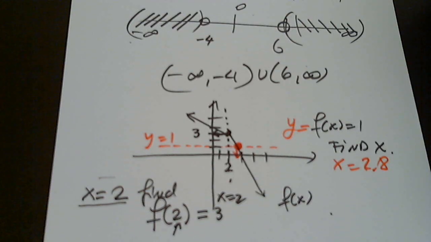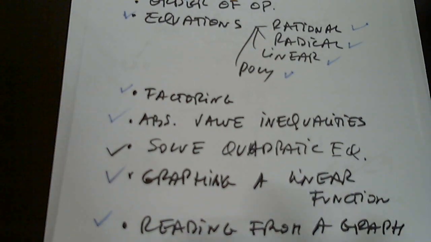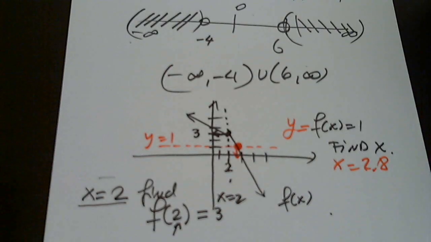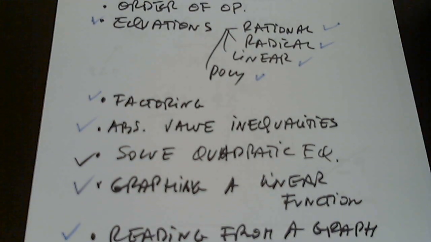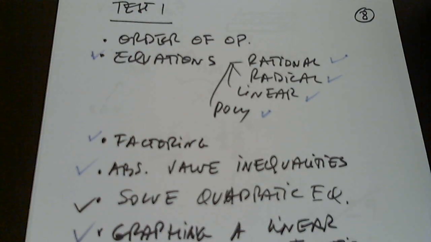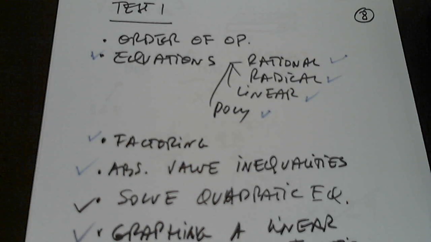Very important to be able to read from the graph. That's what I mean, reading from a graph. And later on, we're going to look at domain and range and so on. So we should be able to read from the graph. Okay, anything else? What else would you like to review? We can review anything you want. Order of operations, again, rational, radical, linear, polynomial equations, anything you want.